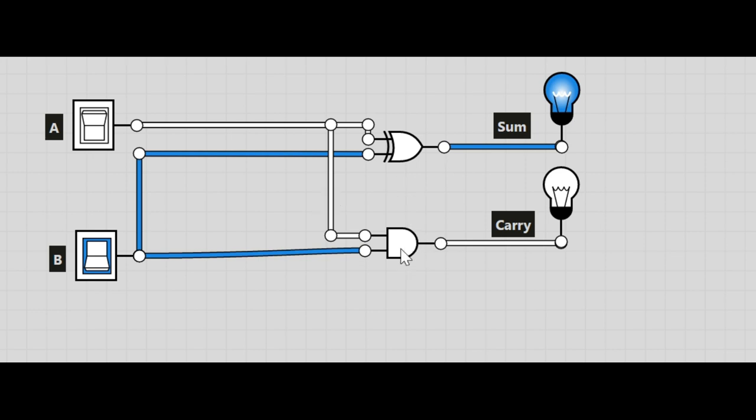When we come to the AND gate, one input is A which is 0 and the other input is B which is 1. 0 into 1, 0 and 1, AND gate resembles multiplication. So if any one input is 0, output is 0. So here the carry output is 0.